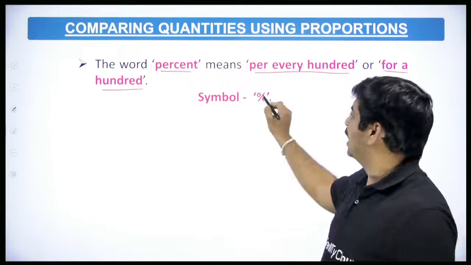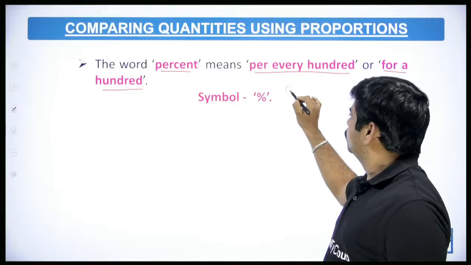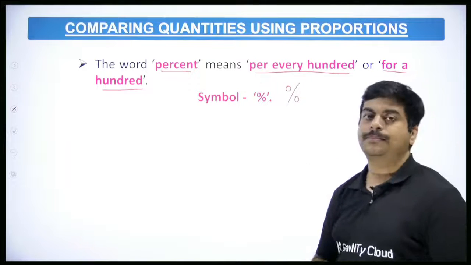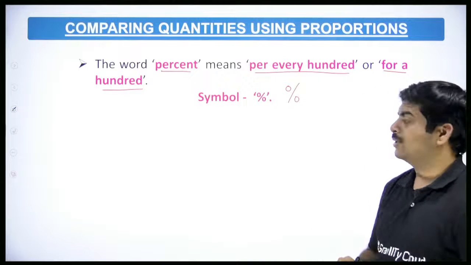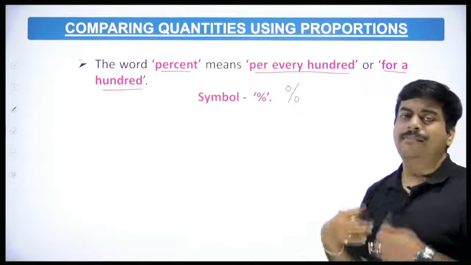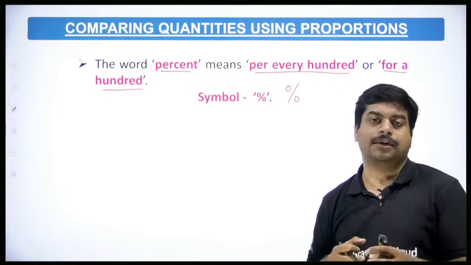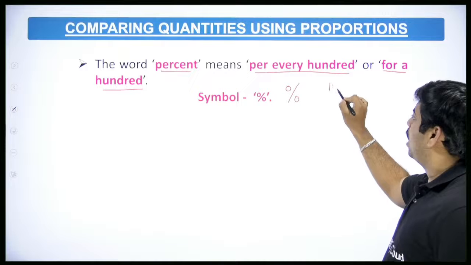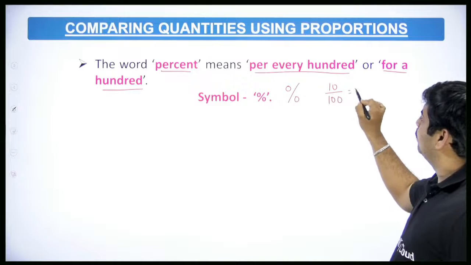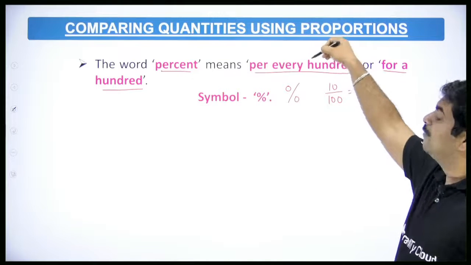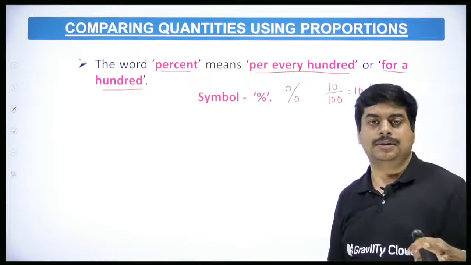This is the symbol we use for a percentage. So it is per 100. For example, I say I got 10 marks out of 100, so that is equal to 10%. I said per every 100: for 100, I got 10 marks.